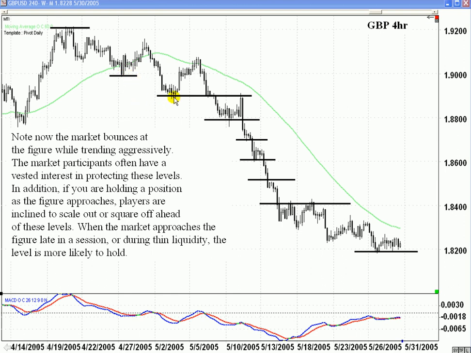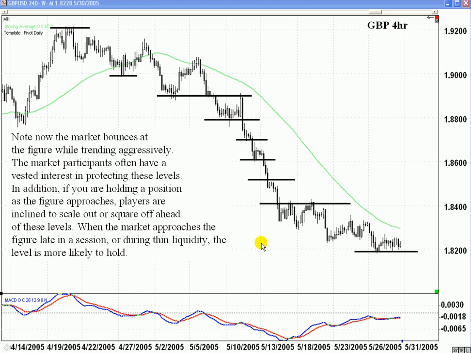190, 189, 188, 187, 186. You see here how we're moving to new levels with each of several trading sessions, but we keep moving lower and bouncing at the figure. 86, 85, hard to say if it bounced there. 84, moved through and became resistance, and here is 82. 83, 82.